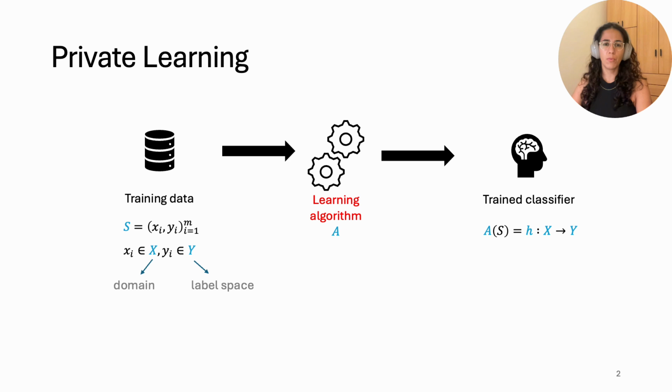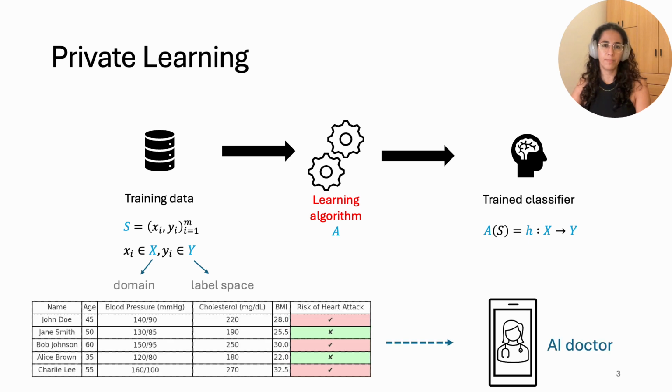Okay, so I'll start with a quick motivation. A learning algorithm gets as input training data, works its magic, and at the end we have a trained model that can classify unseen data points. For example, imagine that we want to design an AI medical doctor that predicts whether or not an individual is in high risk of getting a heart attack based on his physiological indices.